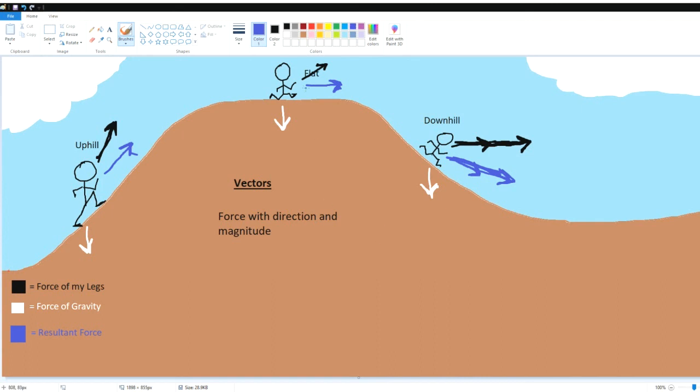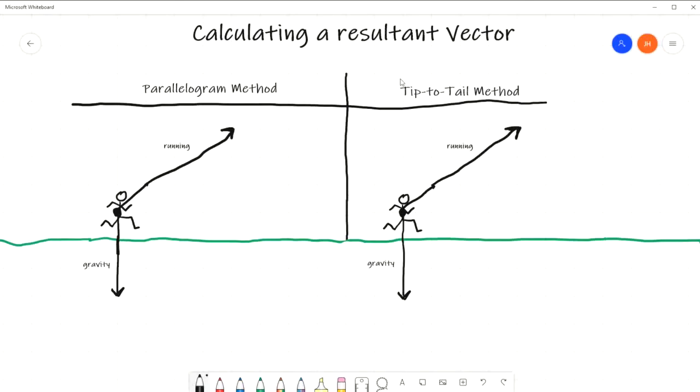Now, we're going to take a look at how we're able to determine these resultant vectors. How can we calculate the direction? How can we calculate the actual magnitude of the result based upon the combination of forces? When we're trying to calculate a resultant vector, we have two different methods: the parallelogram method and the tip-to-tail method. They both do something very similar, and they'll both give you the exact same resultant vector. I'm going to show you both methods, but you can settle on whichever works best for you in the end.